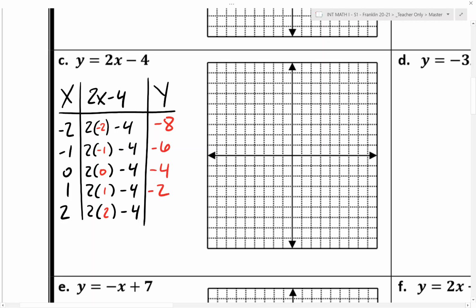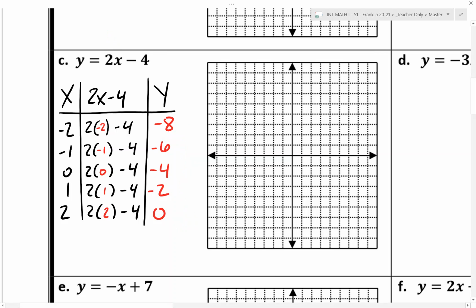And 2 times 2 is 4, minus 4 is 0. And if you look at the pattern here, they're increasing by 2 each time, which again is the number in front of the x in the equation. So again, you can use that to check your work as you go, just to make sure they're all in order. They should make a pattern. If one doesn't, you know you probably did some math wrong.